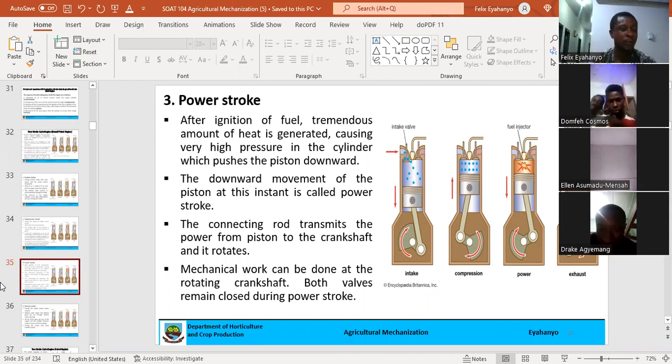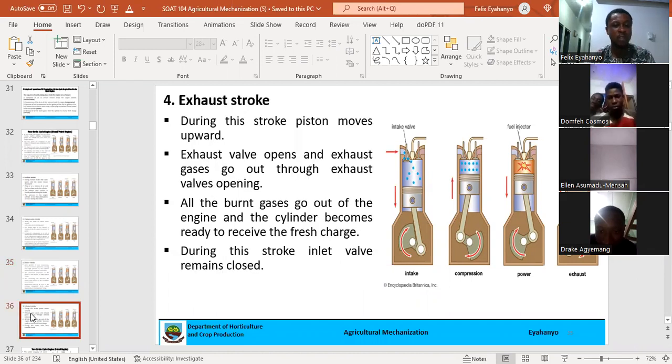Then as you work, the fuel is burning. The part that is not needed, the unused part, will be the exhaust. The used part will come out as smoke through the exhaust. At that stage, the inlet valve will be closed, but the exhaust valve will be open to allow the burnt gases to go out. That's why you get that at the exhaust stage.